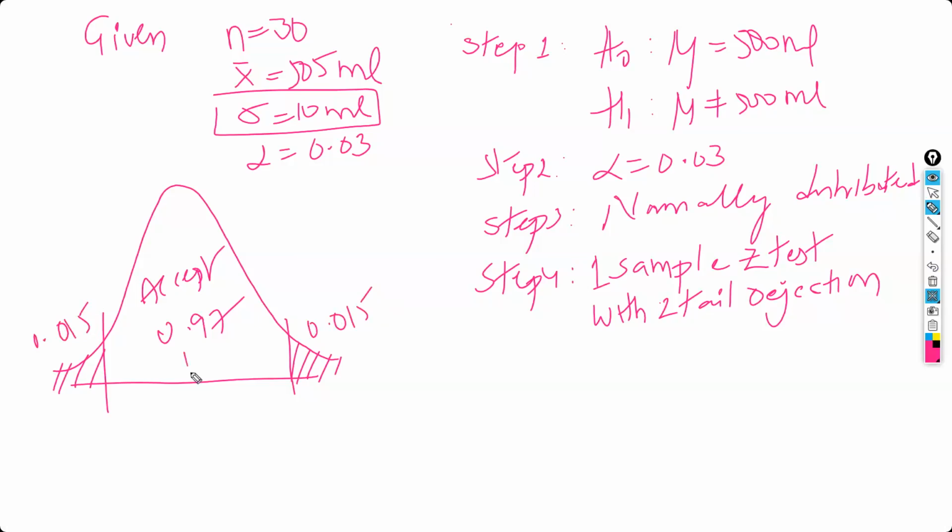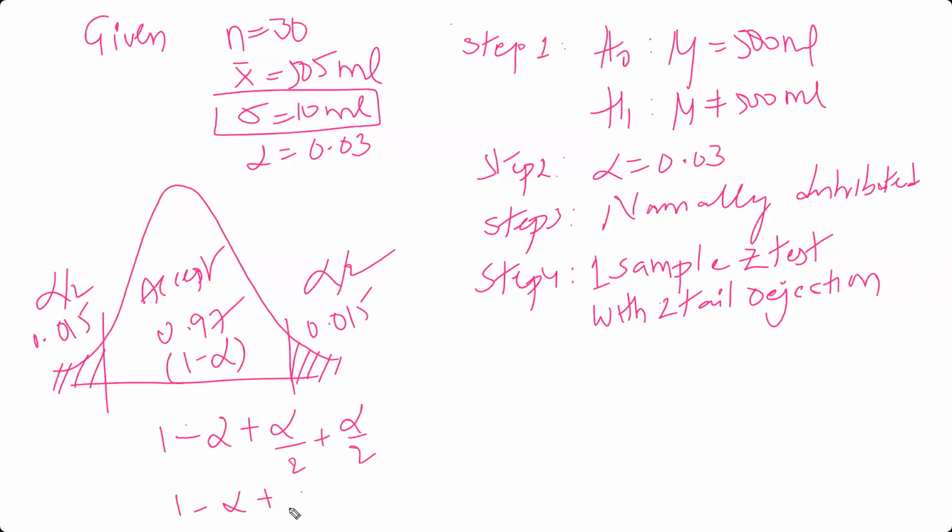This is 1 minus alpha value. This is alpha by 2. This is alpha by 2. If you add 1 minus alpha plus alpha by 2 plus alpha by 2, that is 1 minus alpha plus alpha, alpha cancels and it is 1. The total area is going to be 1. So this is the reason why we have to do alpha by 2.